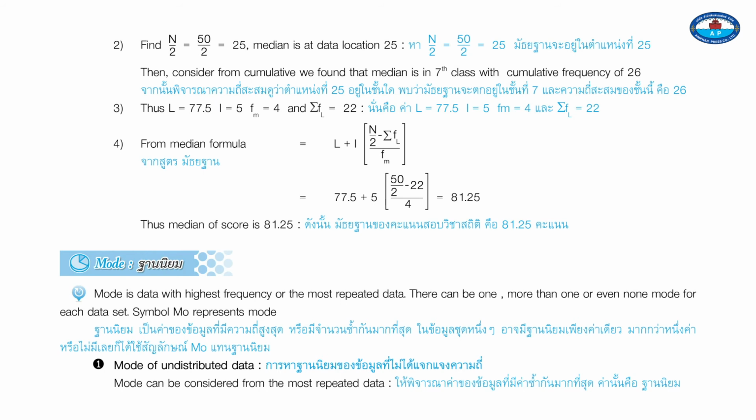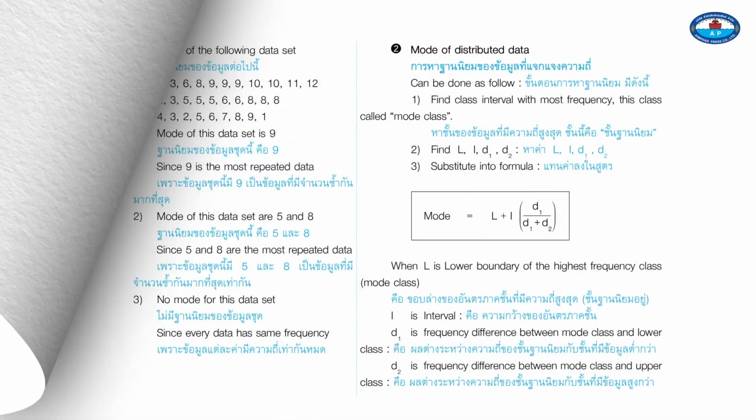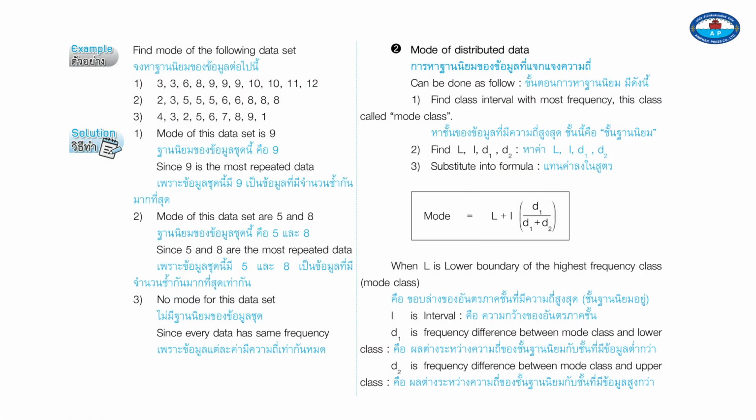Mode. Mode is data with highest frequency or the most repeated data. There can be one, more than one, or even none mode for each data set. Symbol mo represents mode. 1. Mode of undistributed data. Mode can be considered from the most repeated data. 2. Mode of distributed data can be done as follows.